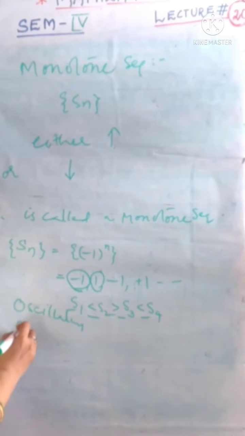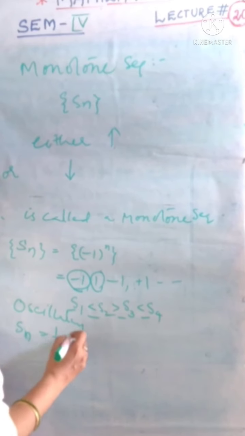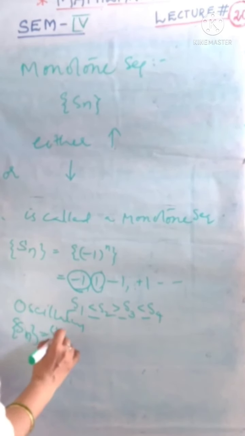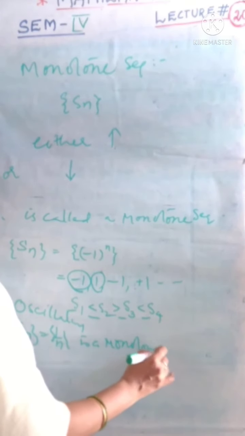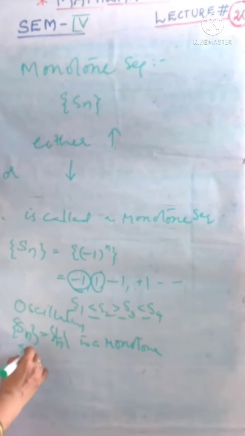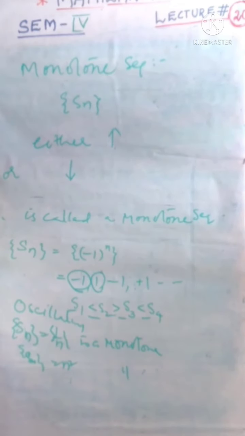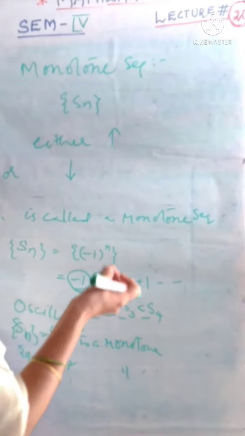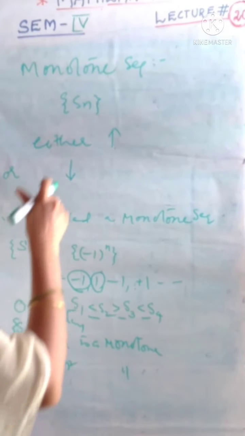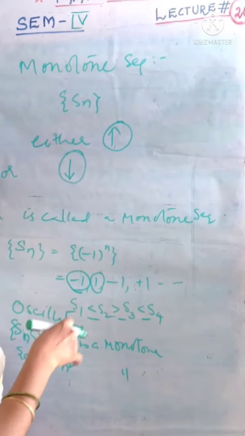From the above examples, Sn is equal to 1 by n is a monotone sequence. Sn is equal to n square is also a monotone sequence. That means the term monotone merges two definitions, that is, either increasing or decreasing.